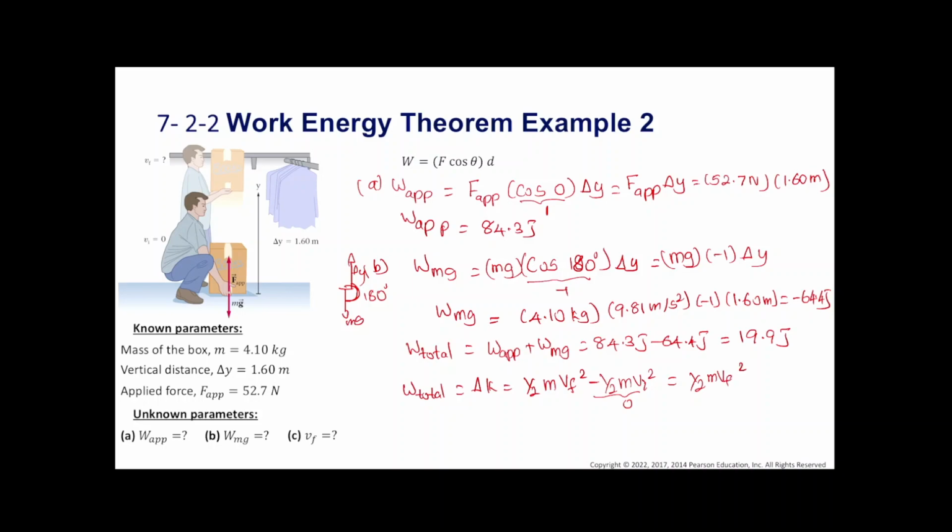Now we are asked to find V final, so we can isolate V final from this equation. It is 2 times W total over m. Therefore V final is the square root of 2 times W total over m. Now if we substitute the values, W total is 19.9 and mass is 4.10 kilograms. We will get the final velocity of 3.12 meters per second.